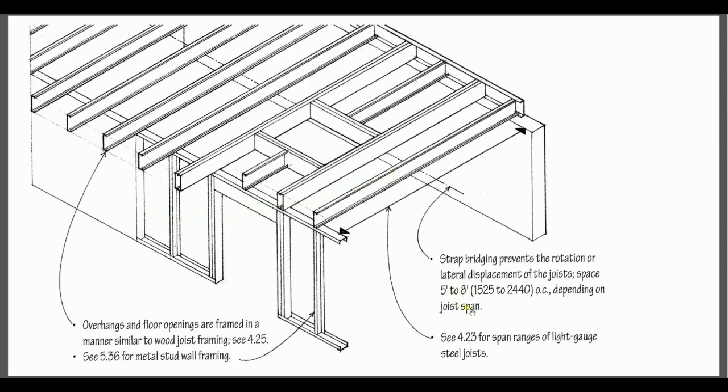The strap bridge prevents the rotation or lateral displacement of the joist. Spacing is 5 feet and 8 feet. For the wood construction, we still have some strap. The strap spacing is 7 feet.